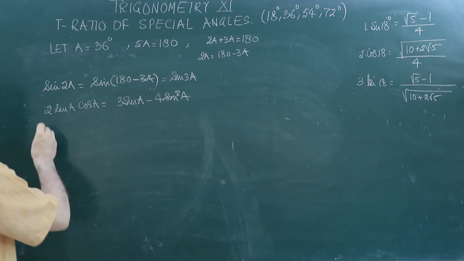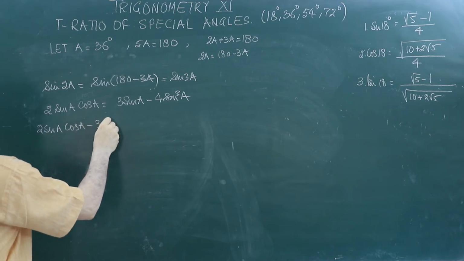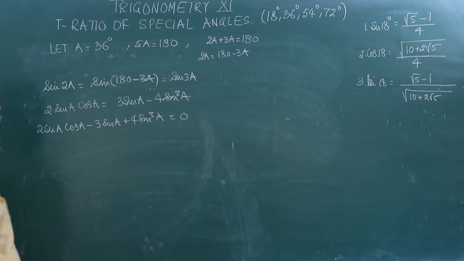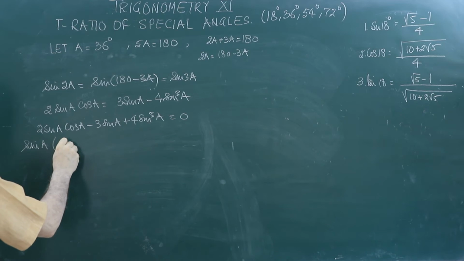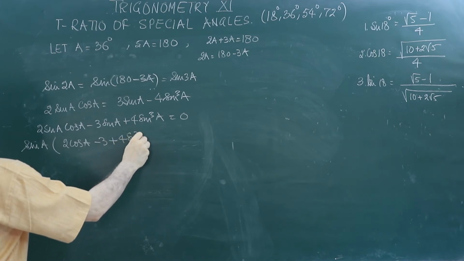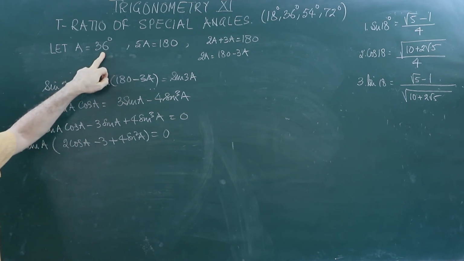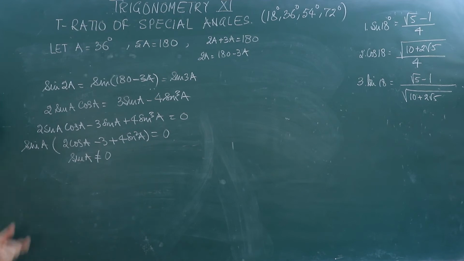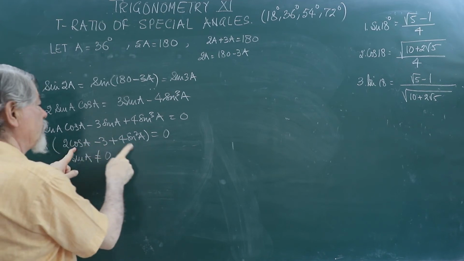Let's bring all the terms together. 2 sine A cos A minus 3 sine A plus 4 sine cube A is equal to 0. I can take sine A common. It will be left 2 cos A minus 3 plus 4 sine square A is equal to 0. Now sine A cannot be equal to 0 because the value of A is 36. Sine 36 is not 0. If the product of two numbers is 0, then one of them has to be 0. So sine A cannot be 0, which means this other factor is going to be equal to 0.